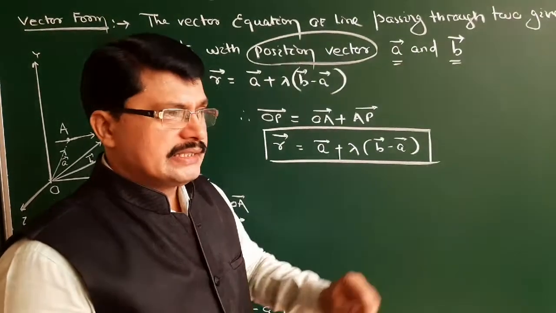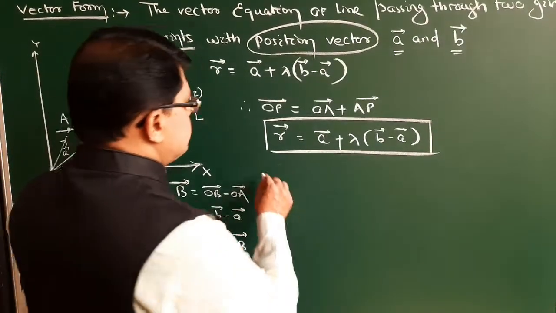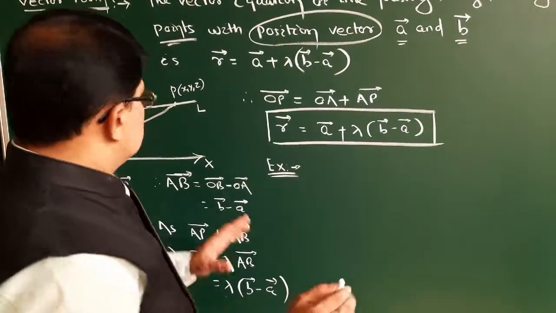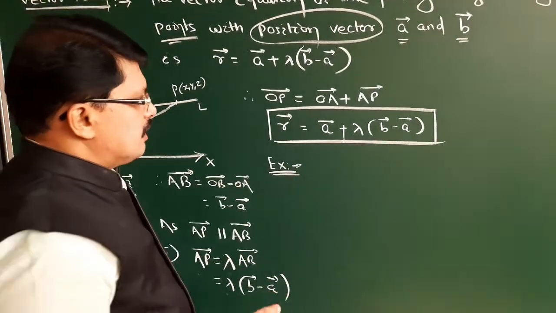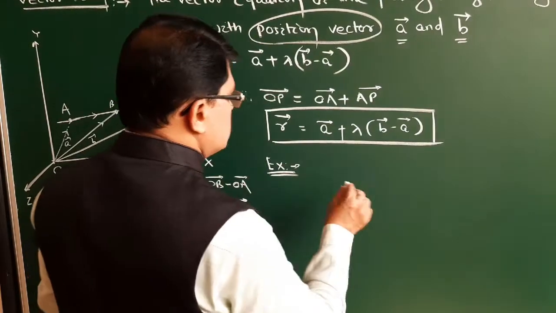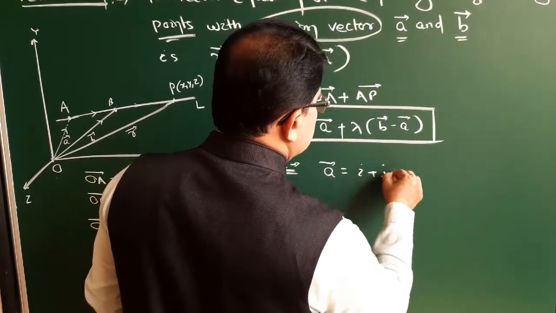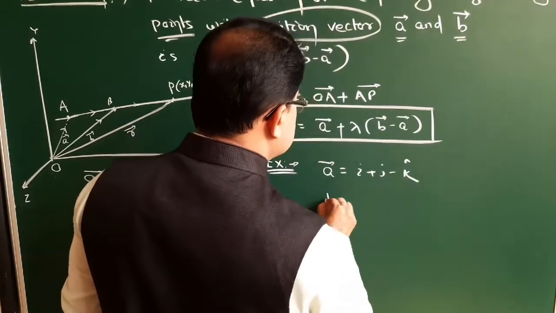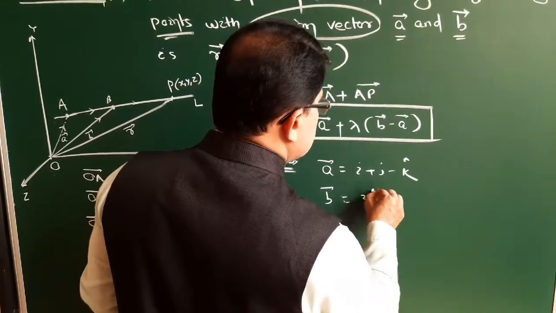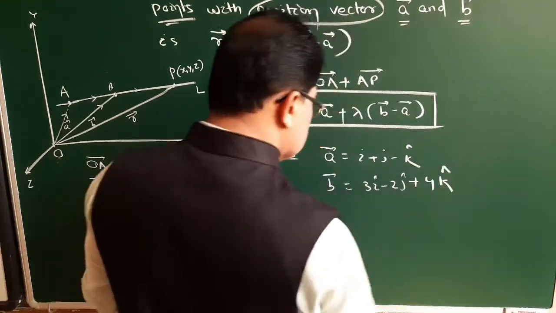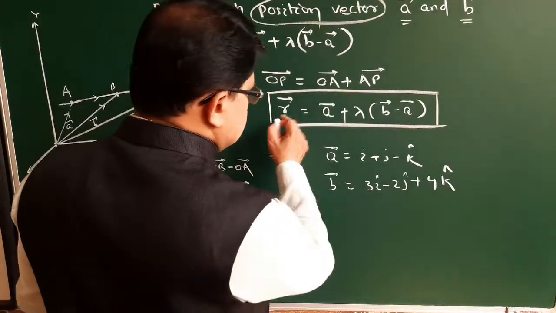Now consider one example. Find the equation of the line in vector form which passes through two points whose position vectors are A vector equals i plus j minus k, and B vector equals 3i minus 2j plus 4k. Very simple, you just have to put it in the formula.